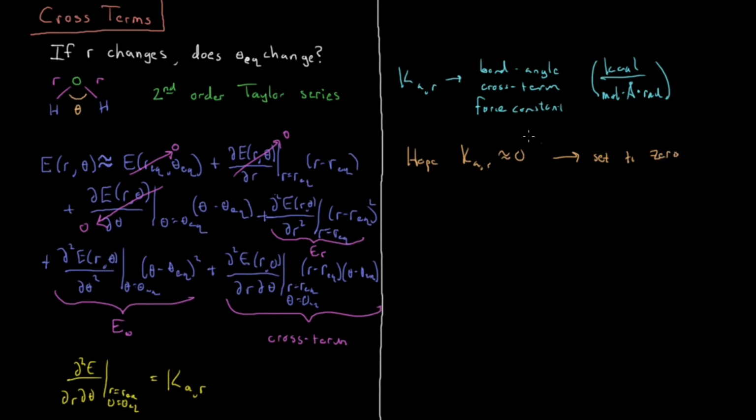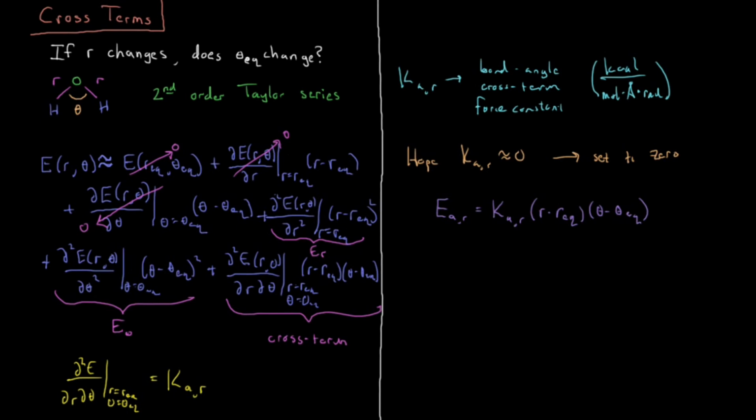So if not, then what we have is a cross term where we would have E A R equal to K A R times (R minus R EQ) times (theta minus theta EQ). So we'd have a cross term there where each of their deviations away from their equilibrium value is scaled by this cross term value, which is effectively changing what theta EQ and R EQ are as R and theta change.